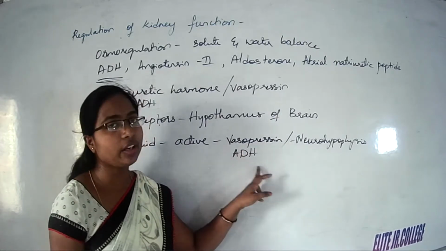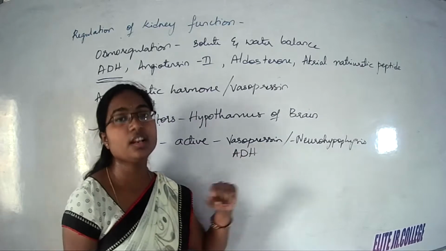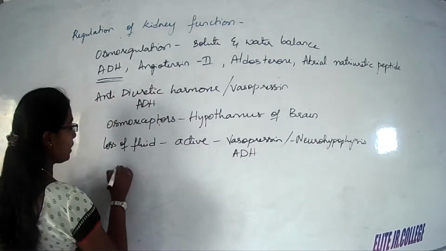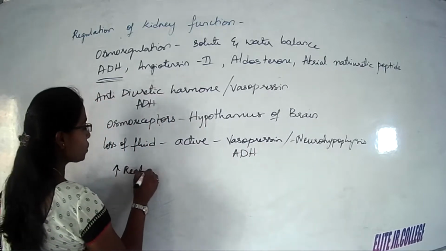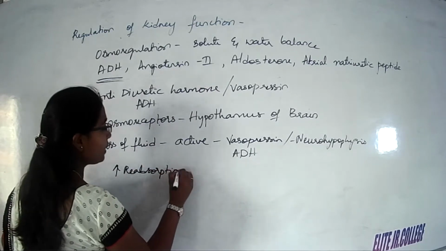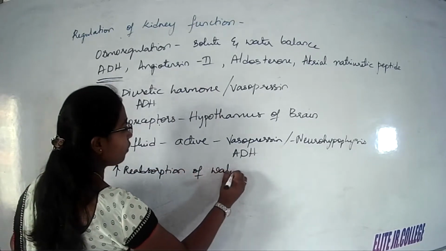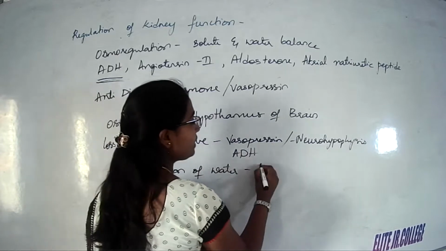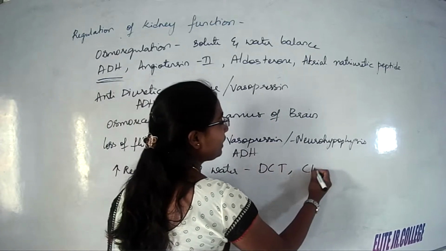So the anti-diuretic hormone or vasopressin is going to cause an increase in the reabsorption of water. It is going to increase the reabsorption of water from the distal convoluted tubule and the collecting ducts.